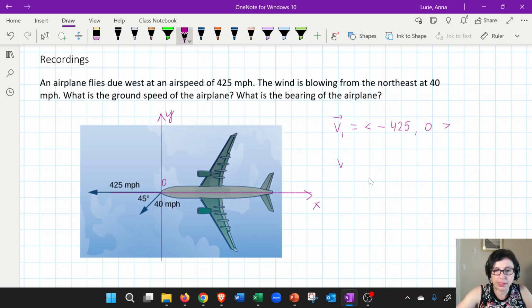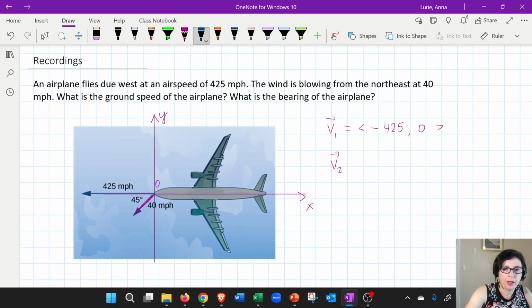Now let's take a look at the vector v2, which is this one right here. This is the vector that shows you the wind. Now, why is it positioned that way? Because it says that it's blowing from the northeast. So if this is north, this is south, this is east, this is west, the wind is blowing from the northeast, and that's why the vector looks like this. Now, it has an angle of 45 degrees with the x-axis.